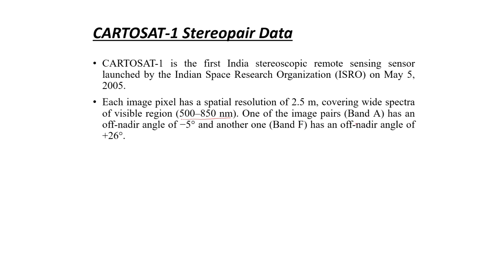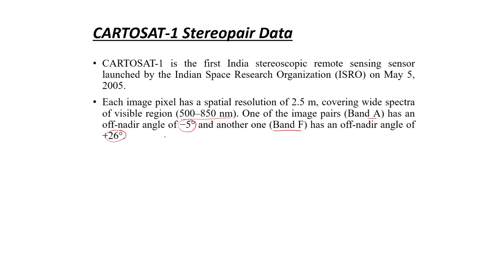So the two bands, in the forward and afterward camera, that is band A, the afterward image, and the other is band F, the forward image. Band F has an off-nadir angle of plus 26 degrees, and band A has an off-nadir angle of minus 5 degrees.